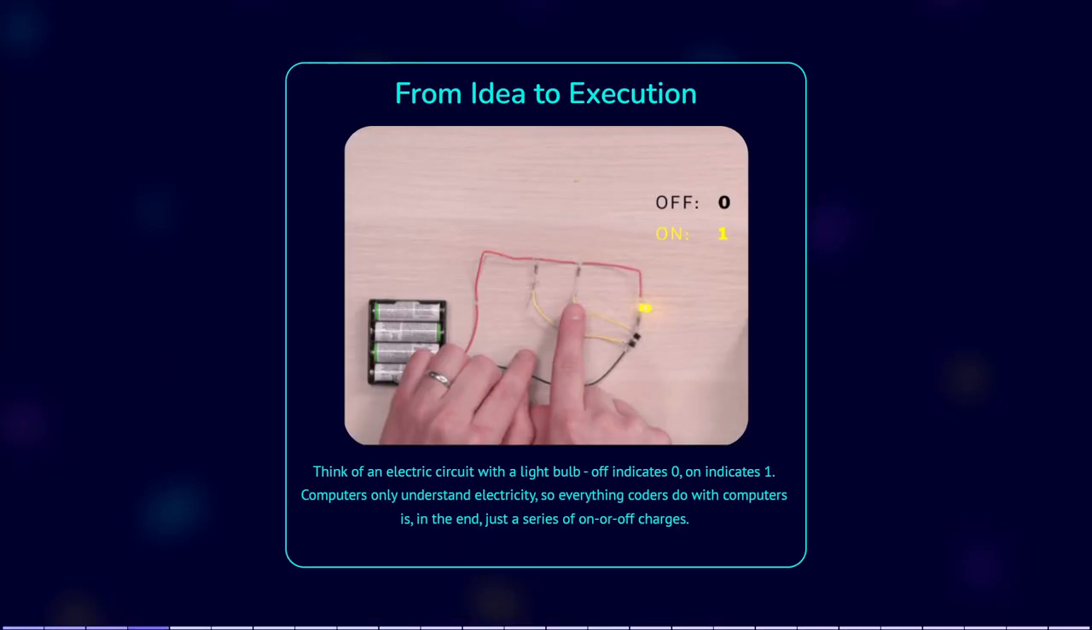Think of an electric circuit with a light bulb. Off indicates zero, on indicates one. Computers only understand electricity, so everything coders do with computers is, in the end, just a series of on or off charges. A one or a zero determines the state of a light bulb.